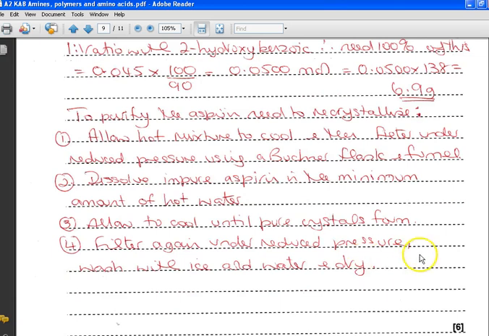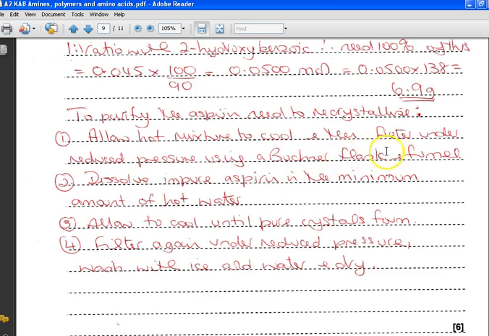And then you're asked for the steps for purifying. Basically, if you think about what you did, the mixture cooled down and crystallized, and then you filtered it under reduced pressure using a Buchner flask and funnel. Don't forget to say under reduced pressure, because that's basically saying that you used a vacuum pump of some sort to reduce the pressure.